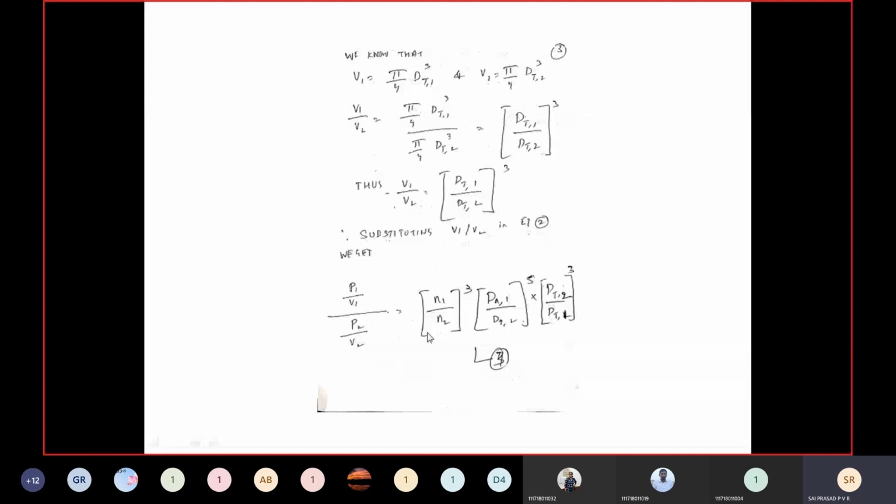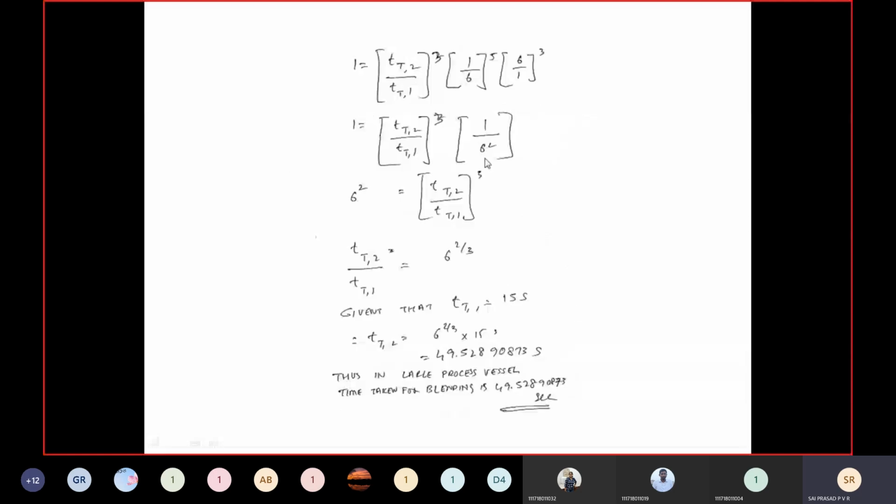So instead of N1 by N2, I am writing this one because you know N1 T1 is equal to N2 T2. So replacing by times because now I am supposed to find the values of times. So let us say equal to 1 because both the vessels are the same. This I am supposed to find. This is known to us, this is known to us. So substituting all the values, T1 is 15 seconds, it is given in the problem. So finally T comma 2, that is the time taken for blending of liquids in the large process vessel, will be 49.29 seconds. This is the answer for it.